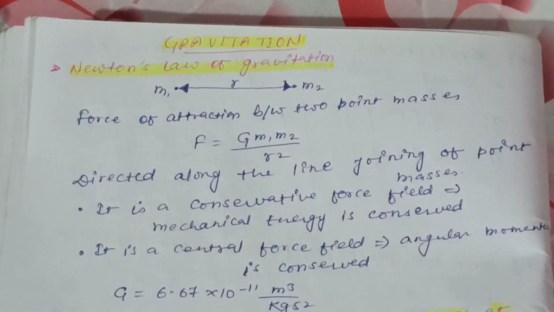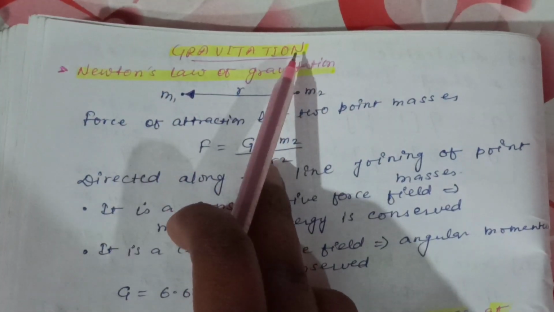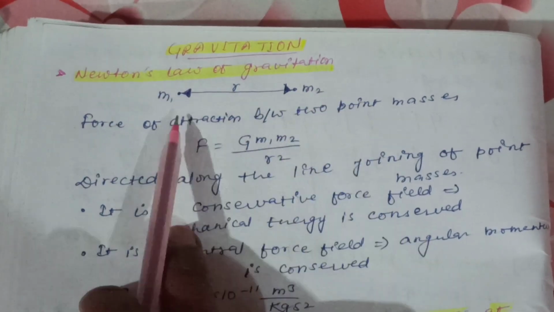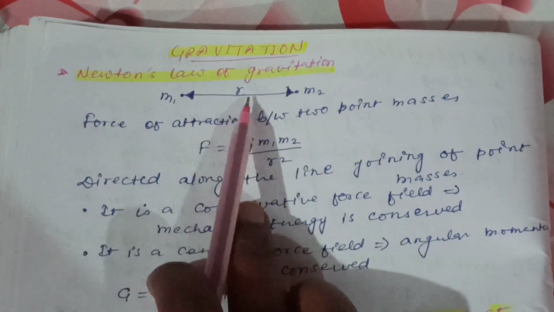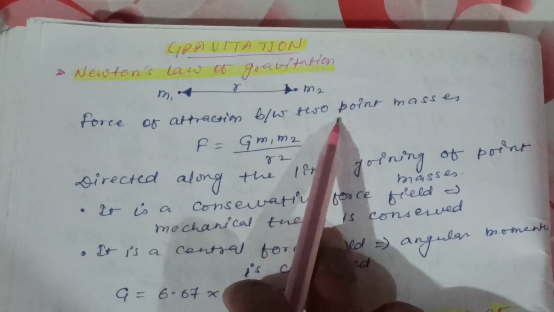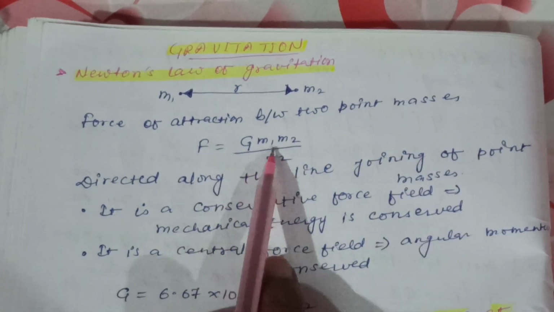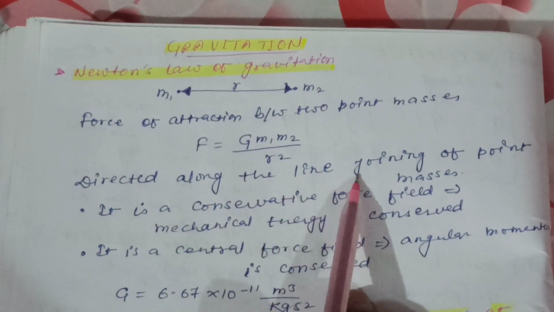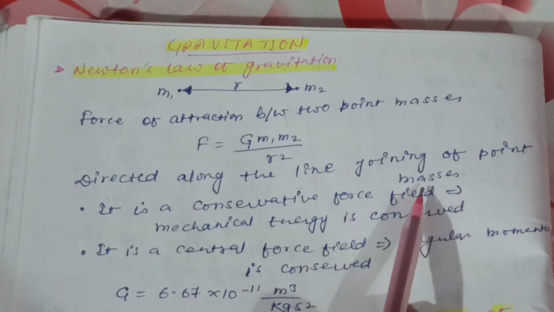We discuss the gravitation chapter short note. Newton's law of gravitation: M1, M2, distance between them r. The force of attraction between two point masses is F = G M1 M2 / r², directed along the line joining the point masses.